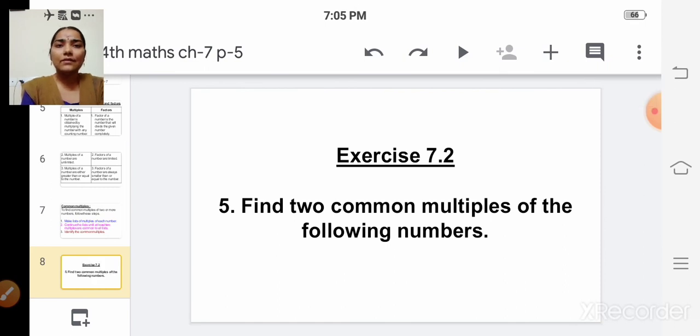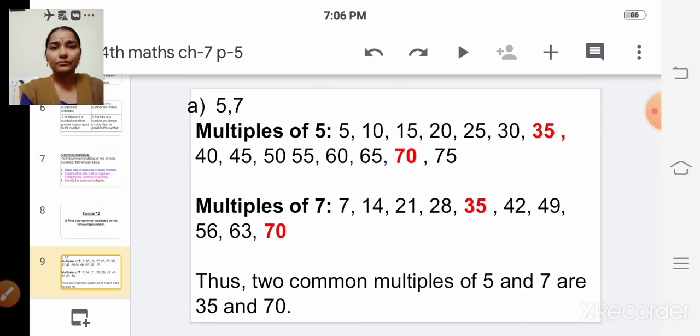Yes, exercise 7.2, fifth problem. Find two common multiples of the following numbers. So we are going to find out two common multiples. Okay, so part A, 5 and 7. So we are going to find out common multiples of 5 and 7. First we will find out the multiples of 5, and next we will find out the multiples of 7. Okay, and then we will identify the common multiples.